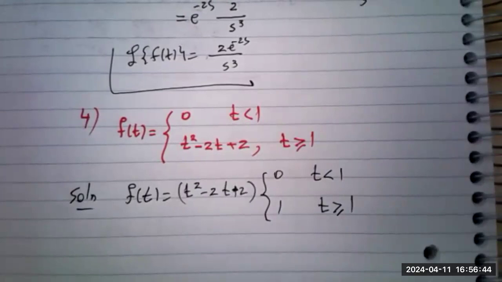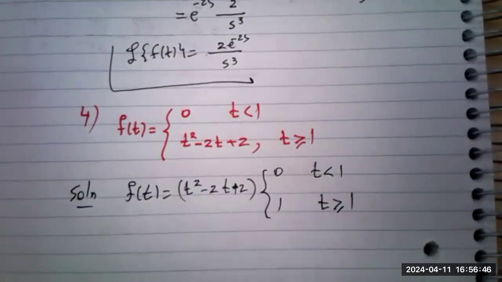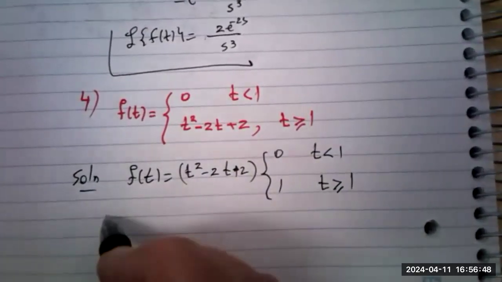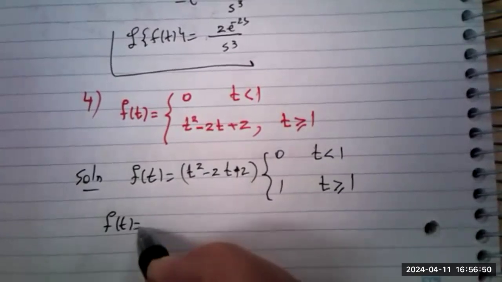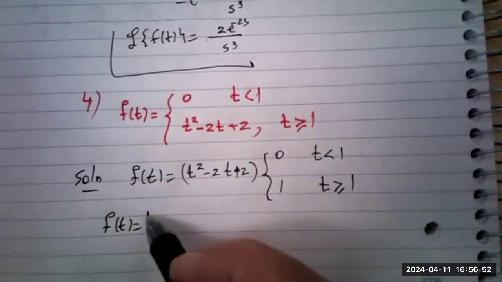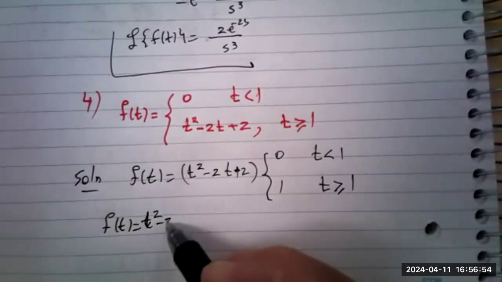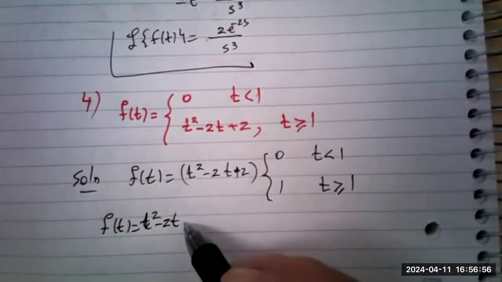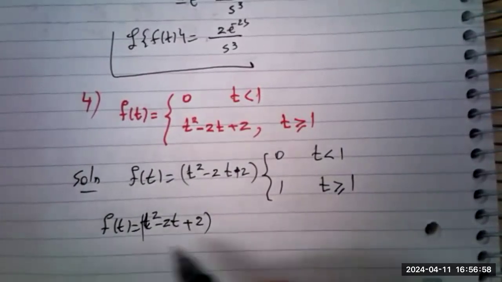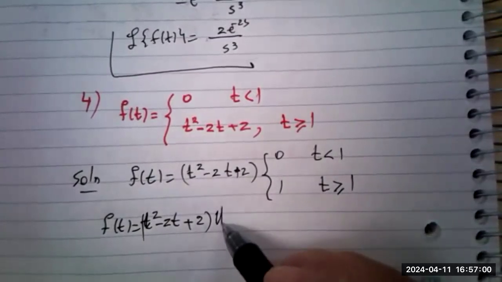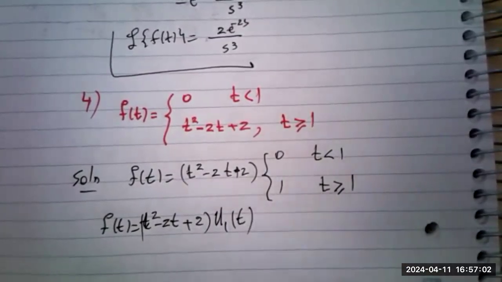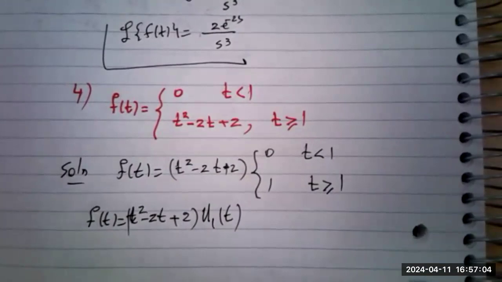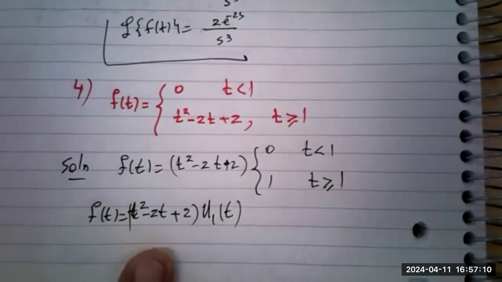Very good. Okay, so what we have so far, we have the u1, change it. So f of t will be what? You get t squared minus 2t plus 2 times u1(t). You see? That's what you get so far. So what else do you have to do? You have to manage this one.